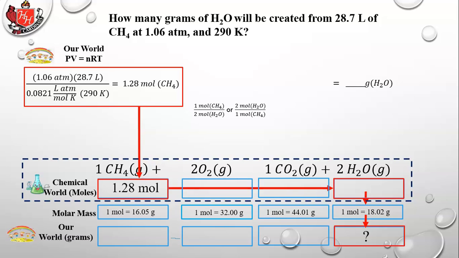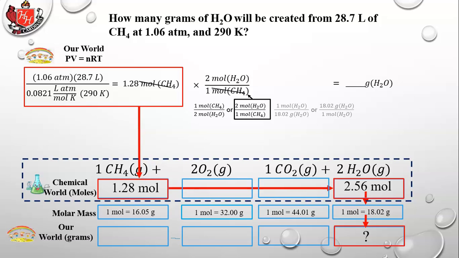Okay. Now we're going to convert from moles of CH4 to moles of H2O. And there's the two choices you have. 1 mole CH4, 2 moles H2O. Same one we had the last problem. So which one do you put up there? You put the one with moles of CH4 on the bottom so that moles of CH4 cancels with moles of CH4. And now that puts you over in the red box underneath H2O. It's 2.56 moles.